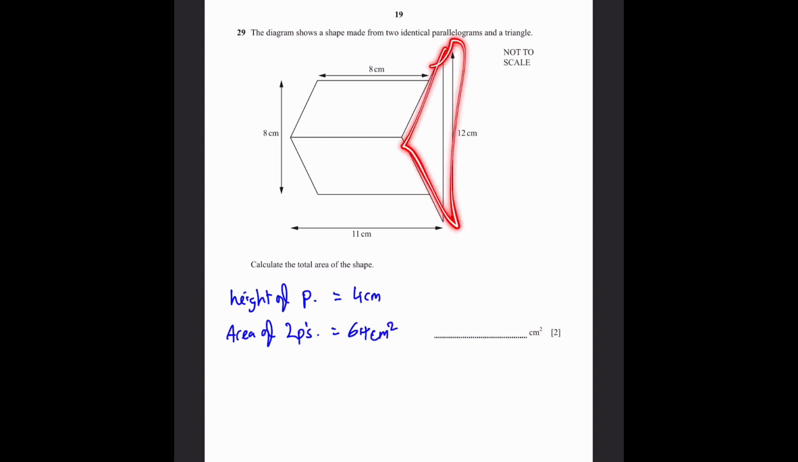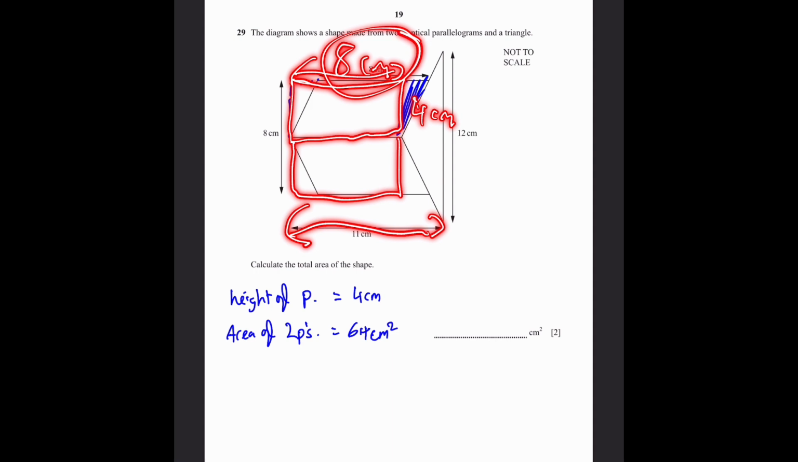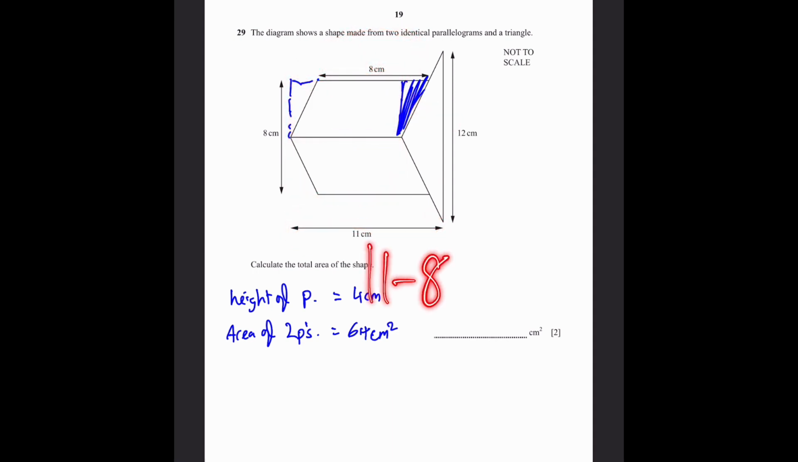Now for the area of this triangle here. First thing, let's take this part of the parallelogram and cut this off, and bring that same part on this side. Now this is actually a rectangle with 8 centimeters length and 4 centimeters width. If we do that on the other side also, it will be the same thing. The total length over here is 11 centimeters and this length is 8 centimeters, which means 11 minus 8 is the length for the height of the triangle. Using this concept, the height of the triangle, which I'll write as T, is equal to 11 minus 8, which is equal to 3 centimeters.